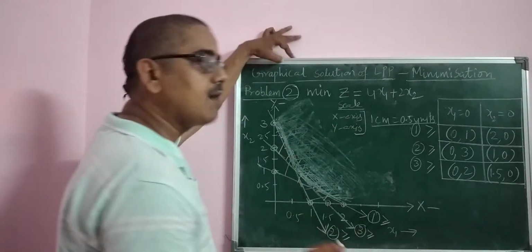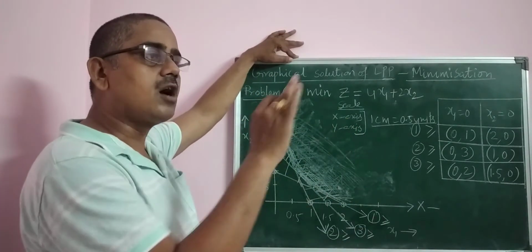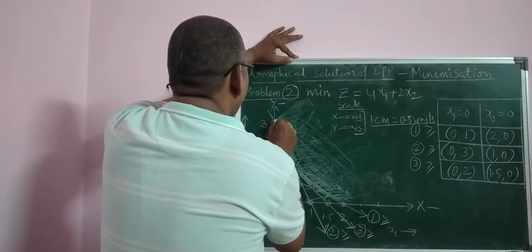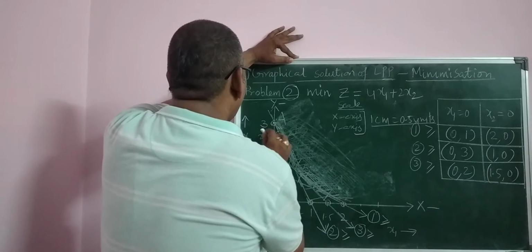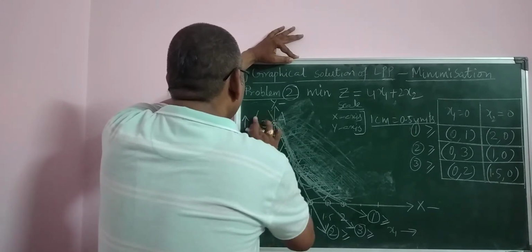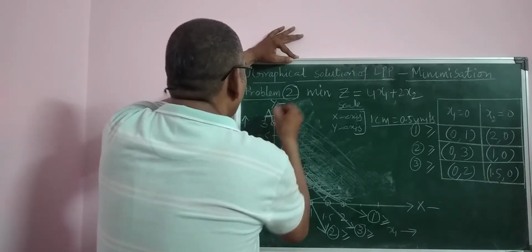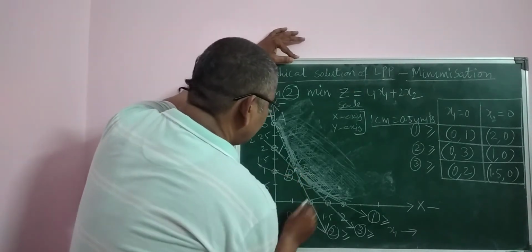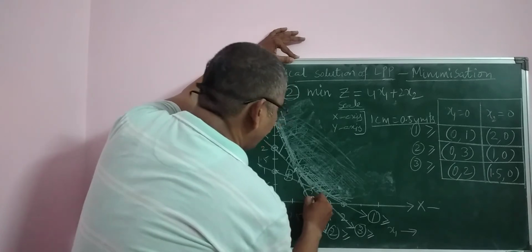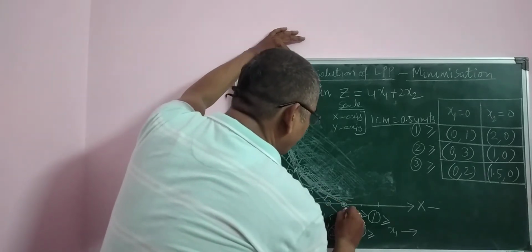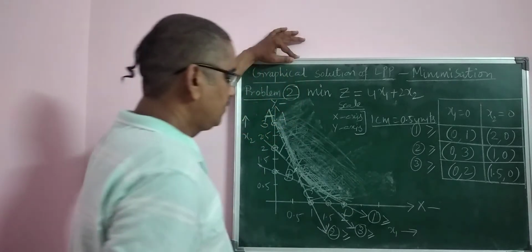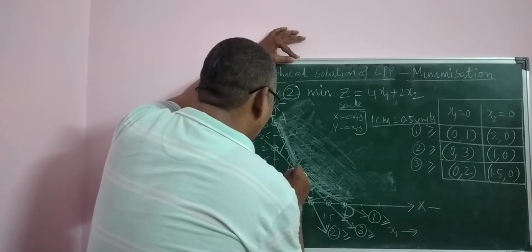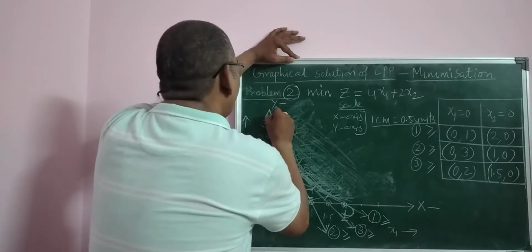First of all, I am identifying the best possible corner points for this region. This is A. I am drawing A here. This is point B, this is another corner point C, and this is another point D. Have you identified all the points here? I have drawn A, B, C, D.